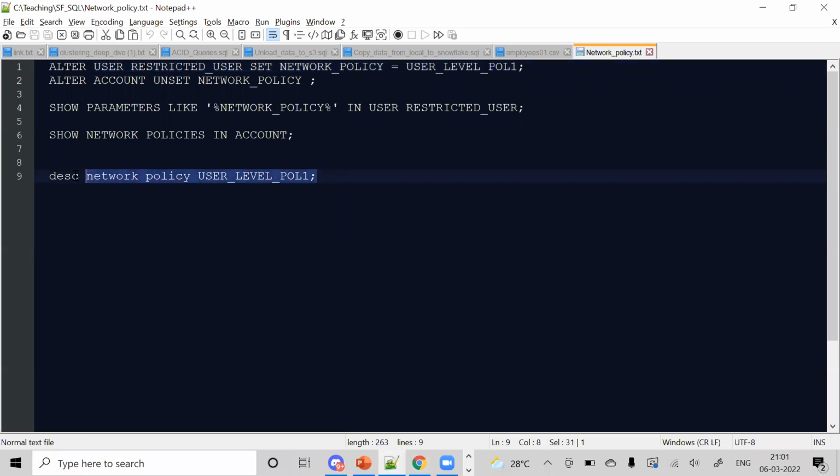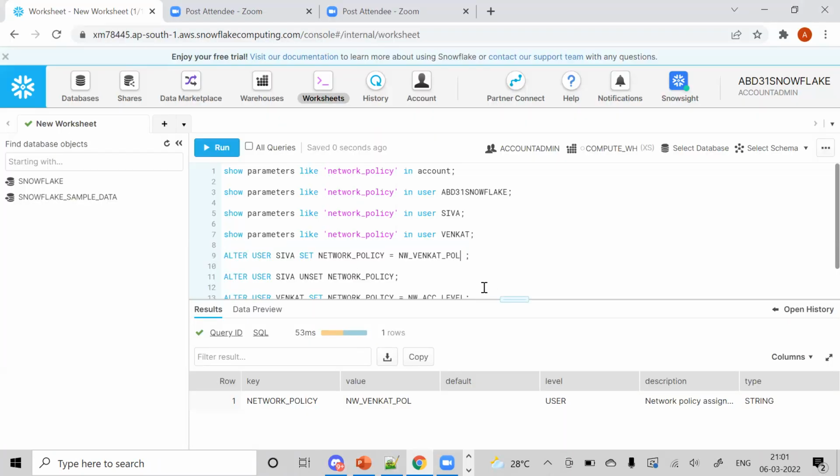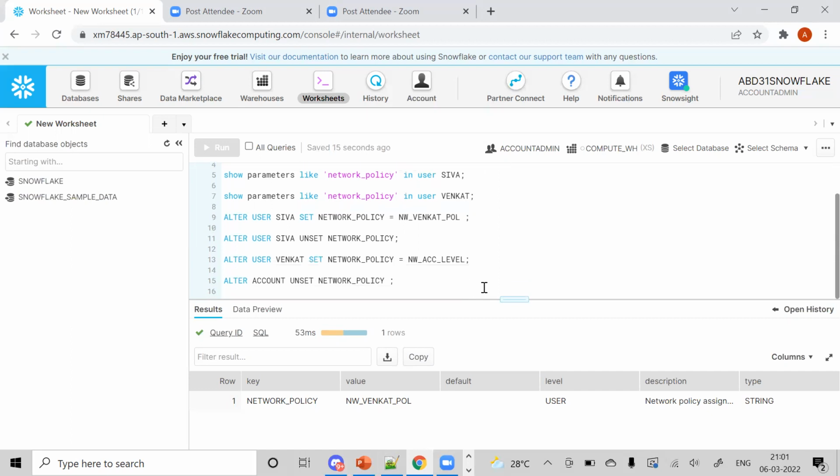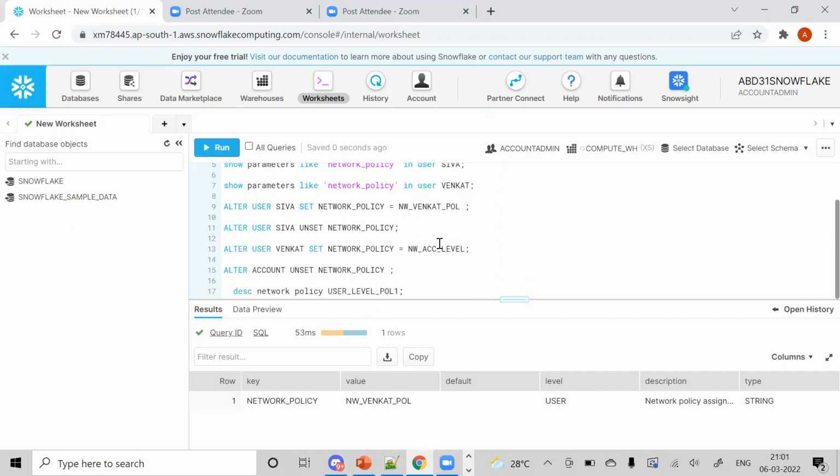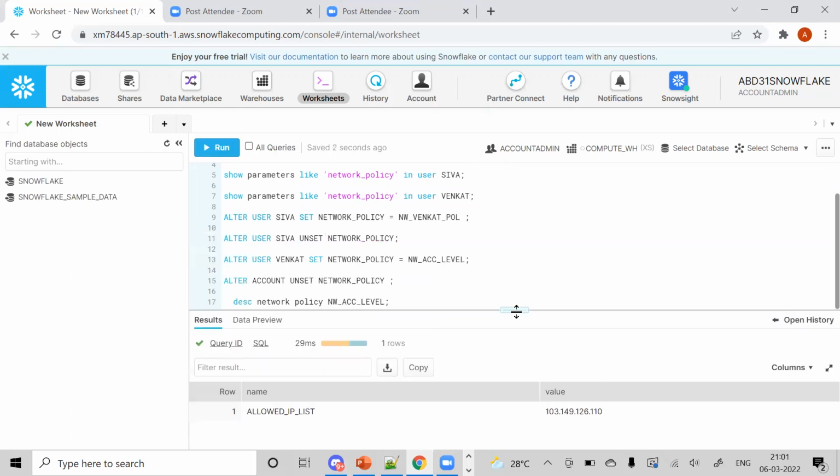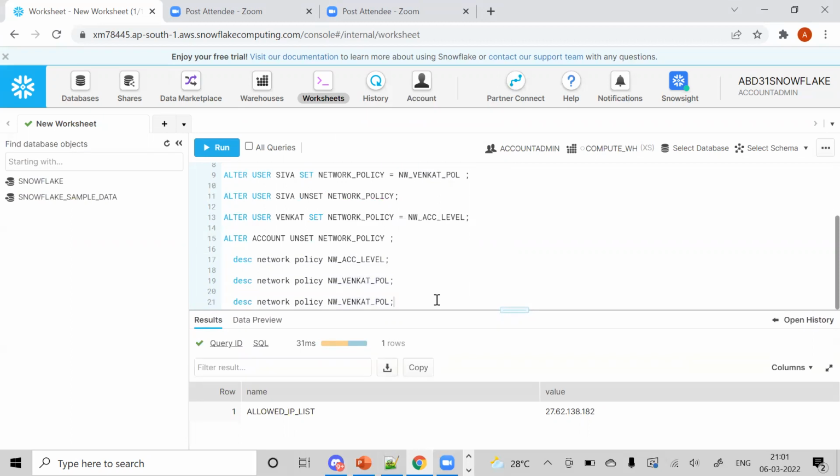And if you want to see the details, you can always use the describe command, describe network policy, and give the name of the policy. So it will show you the details, what all allowed policies are, what all allowed IP addresses are. This is Venkat. And this is Shiva.